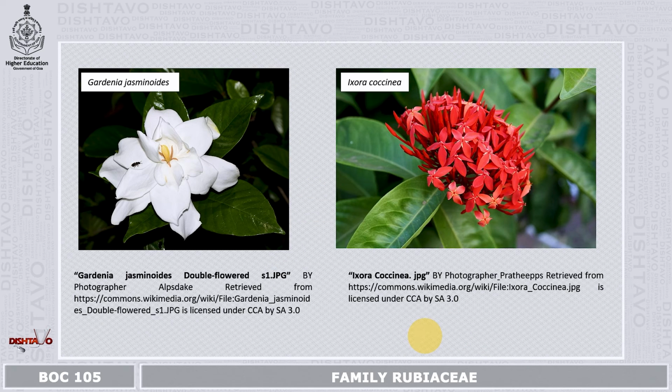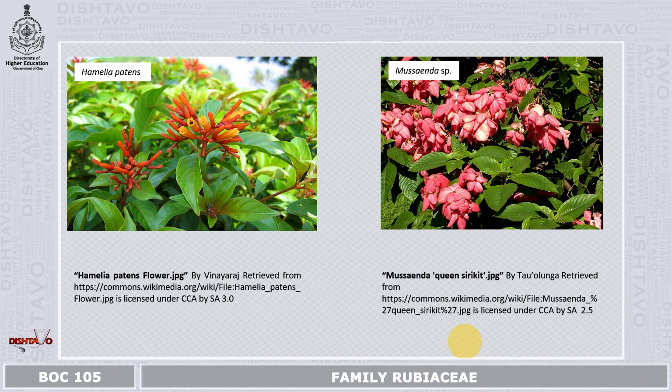These are some of the pictures of ornamentally important plants: Gardenia jasminoides, Ixora, which you can see on the left-hand side of the slide. You can see Gardenia jasminoides, Ixora coccinea, Hamelia patens. Here you can see the color of the flower, because of which this plant is given the name firebush, and various species of Mussaenda which are introduced for their ornamental value.